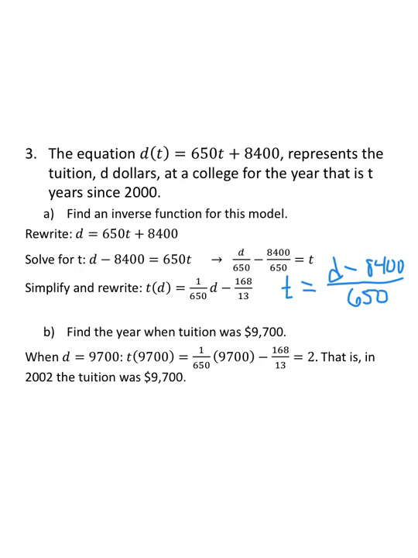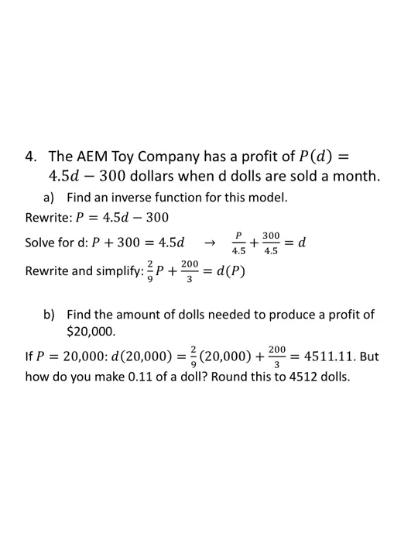One more problem. The AEM toy company has a profit of P of d equals 4.5d minus $300 when d dolls are sold a month. All right, so the profit is in dollars, d is the number of dolls now. We want to find an inverse. Our first step for an application problem where the variables mean something, it's not just generic x and y, our first step is to rewrite without function notation. So P equals 4.5d minus 300.